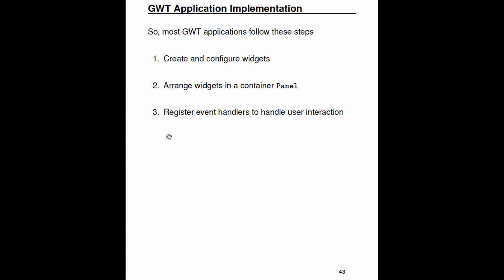Okay, so now we've seen really the pieces and parts of a GWT application. We've seen this catalog of widgets, a whole bunch of containers that will lay out the widgets in relative position, and we've seen how to handle mouse events. So when you think of building a GWT application, there are basically three steps. The first one is create and configure your widgets. So create all of the objects, wire them together, adding them to containers. Arrange the widgets in a panel, here again with layouts, and then register event handlers to handle all of the user interaction.